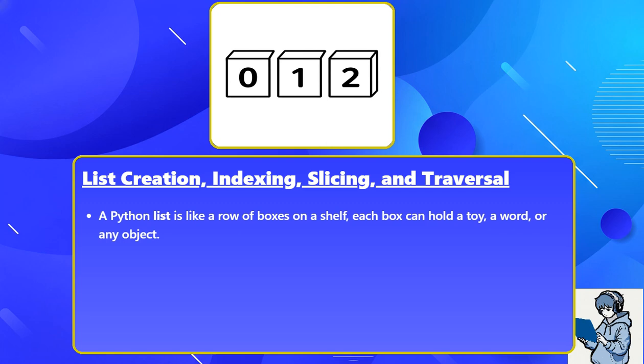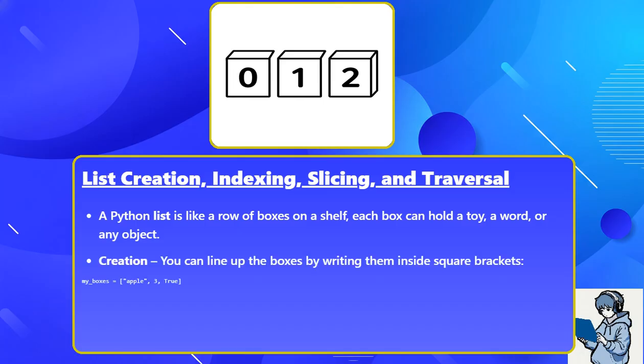A Python list is like a row of boxes on a shelf. Each box can hold a toy, a word, or any object. Creation: you can line up the boxes by writing them inside square brackets. my_boxes = ["apple", 3, True].